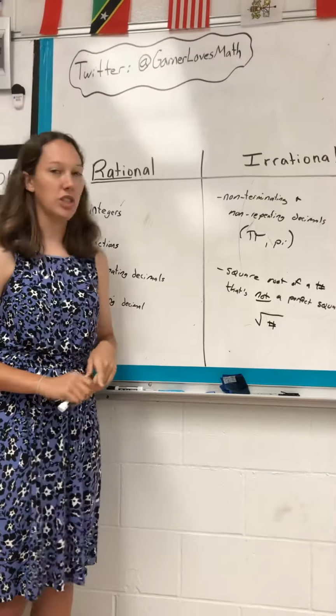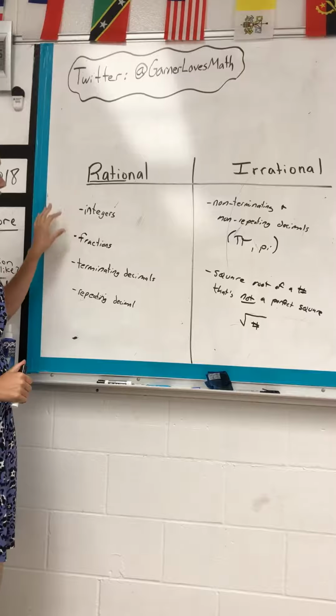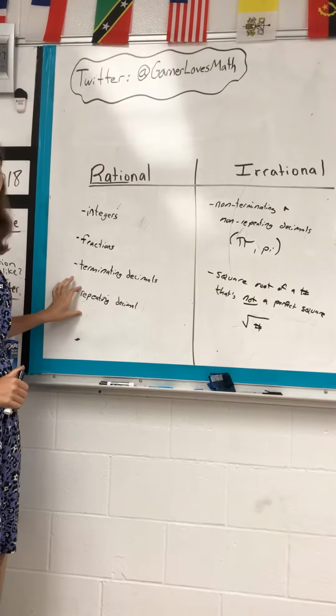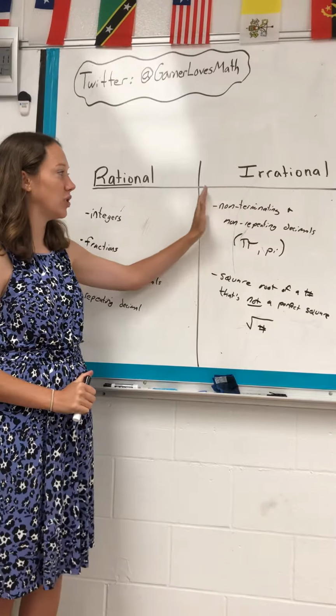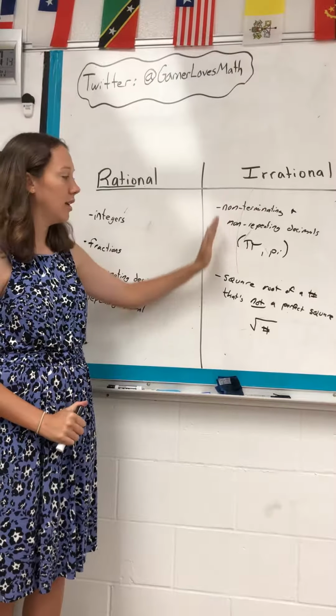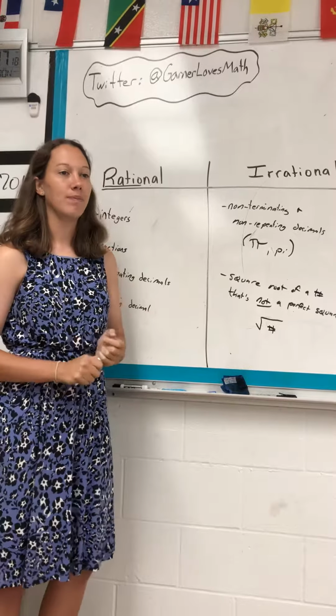So just to recap, rational is any number that can be written as a fraction, including integers, fractions, terminating, and repeating decimals. Everything else can be summarized as irrational, so non-terminating, non-repeating, and square roots of numbers that are not perfect squares.